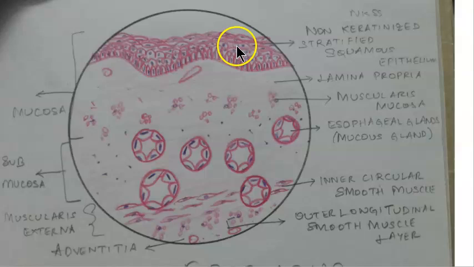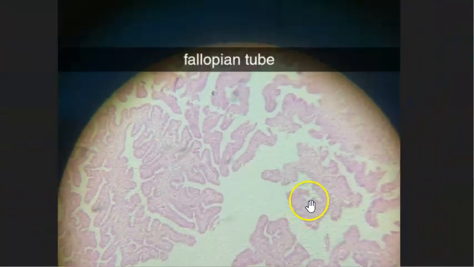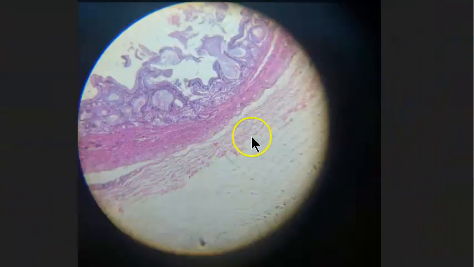Non-keratinized stratified squamous epithelium, lamina propria, muscularis mucosa, esophageal glands, mucous glands. Then you have inner circular smooth muscle, outer longitudinal smooth muscle. Okay, so you have mucosa, submucosa, muscularis externa, adventitia. Can you guess this one? Starts with F. Very good. Fallopian tube.